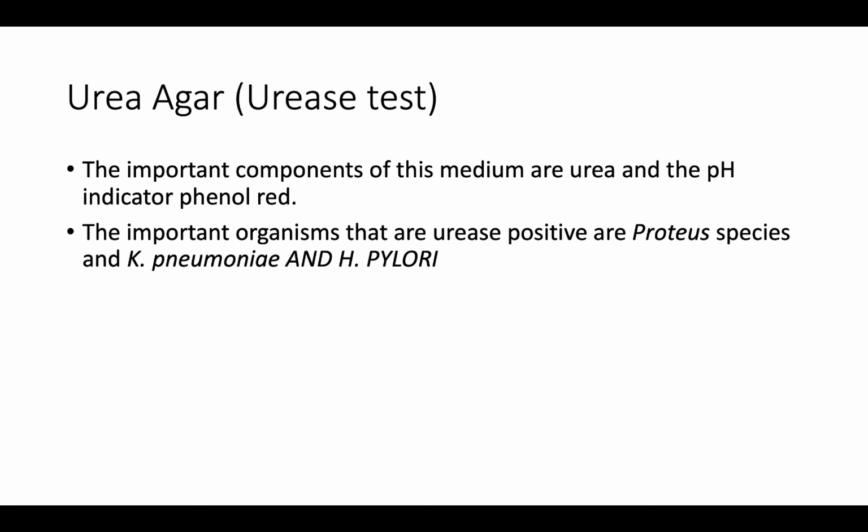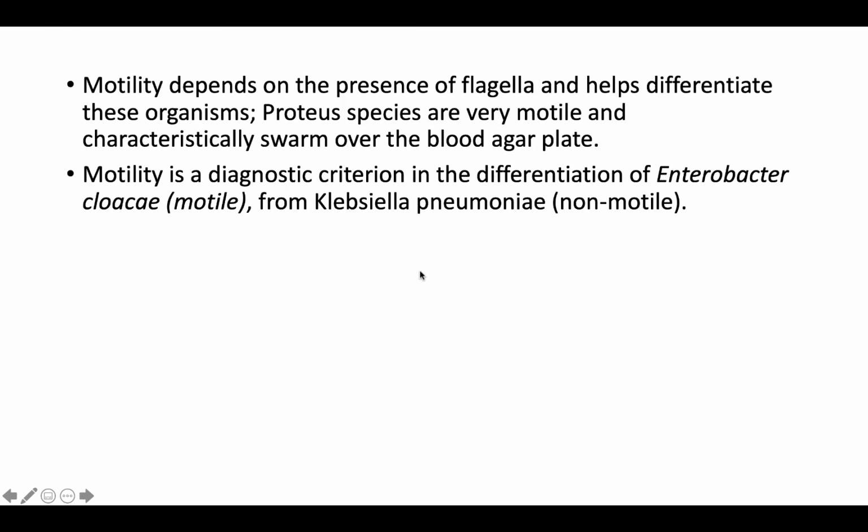Urea agar, urease test. The important components of this medium are urea and the pH indicator. So the important one will be H. pylori, very, very important. Urease positive one. And then Proteus species and Klebsiella as well. Motility matters for us with the motile organisms. We said Klebsiella is non-motile, Enterobacter is motile, for example.